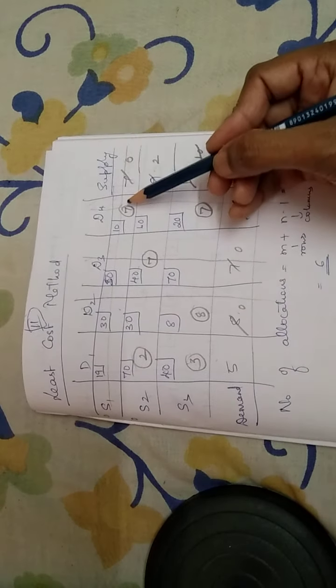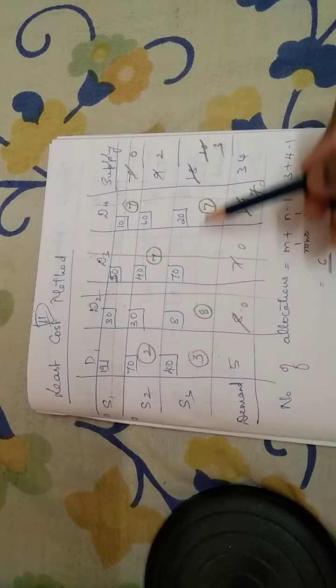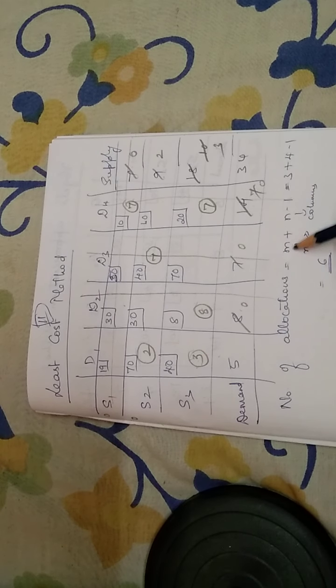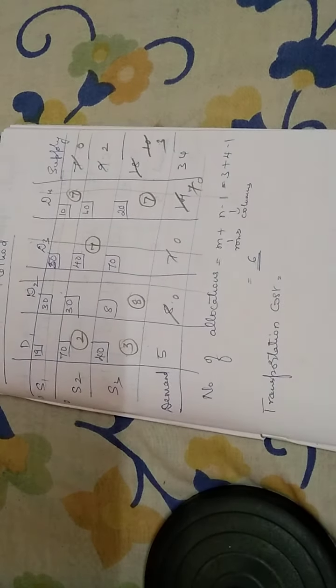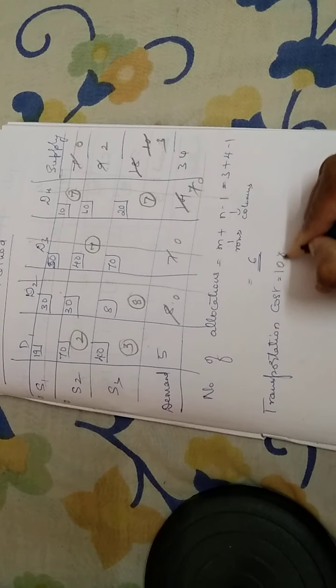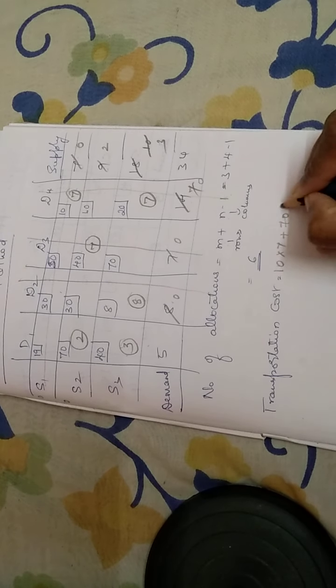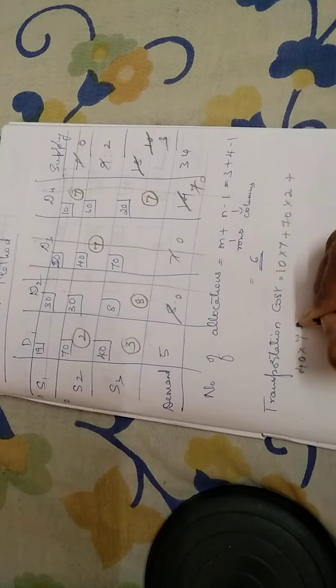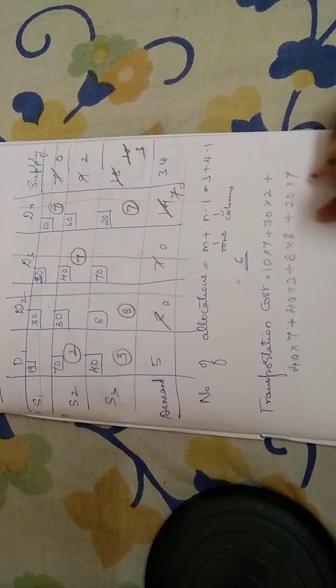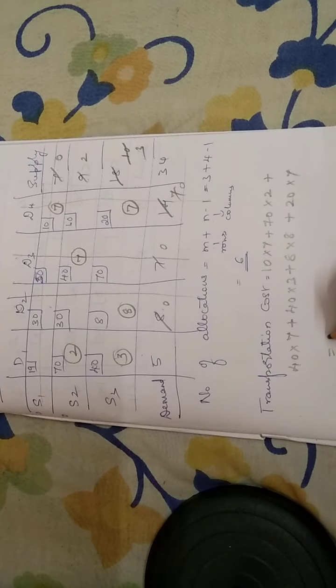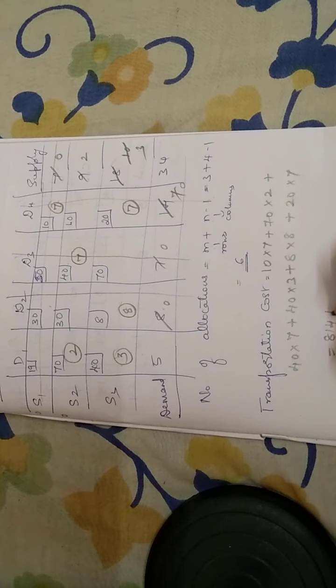So if you observe the allocations here, 1, 2, 3, 4, 5, 6. So the number of allocations will be m plus n minus 1, which is equal to 3 plus 4 minus 1, which is equal to 6. Now if I work out the cost here, 10 into 7 plus 70 into 2 plus 40 into 7 plus 40 into 3 plus 8 into 8 plus 20 into 7. So the total cost works out to 8,114 rupees.